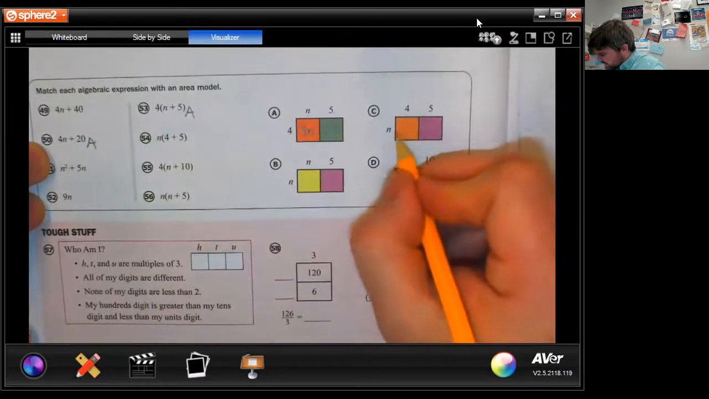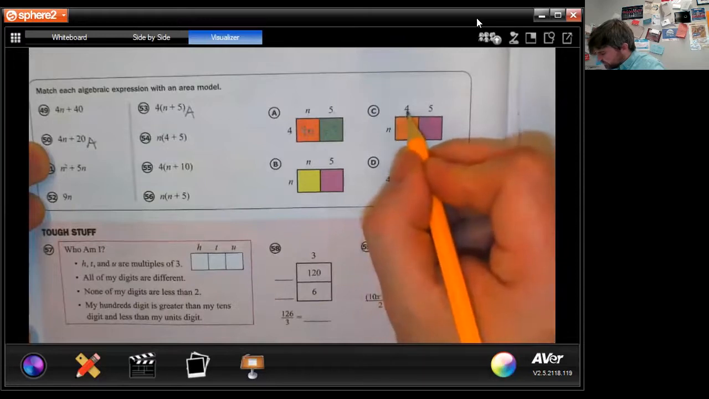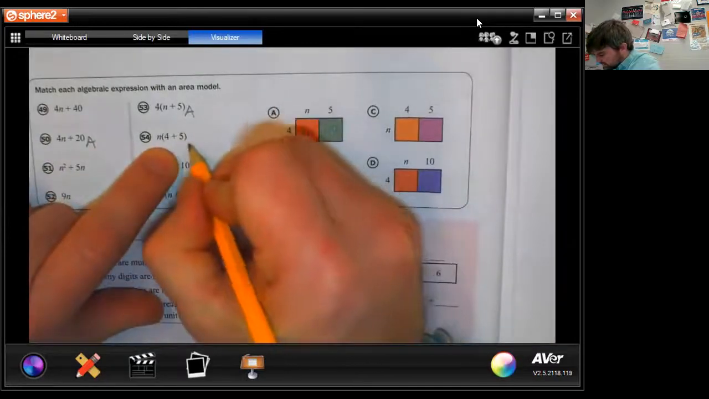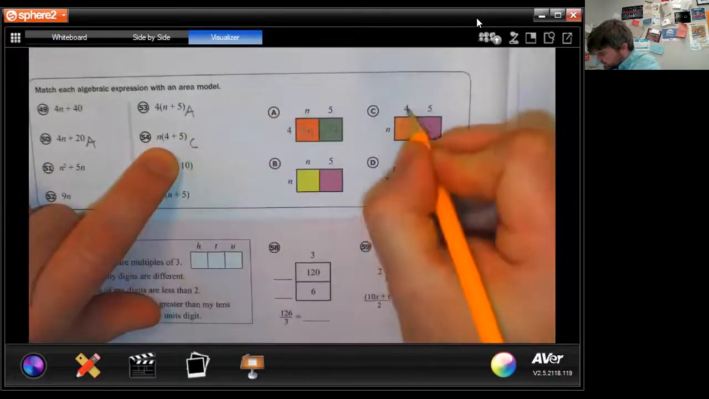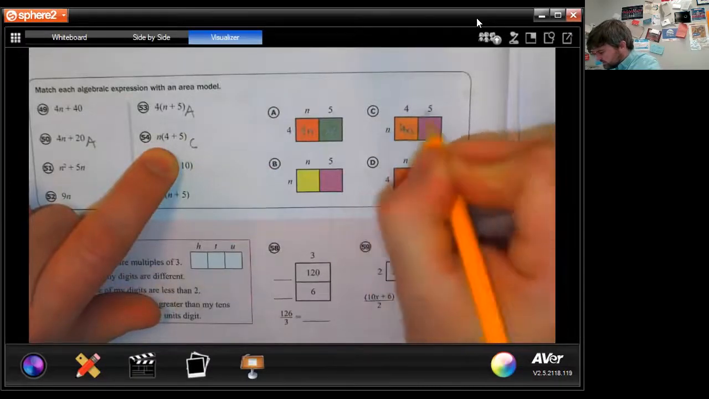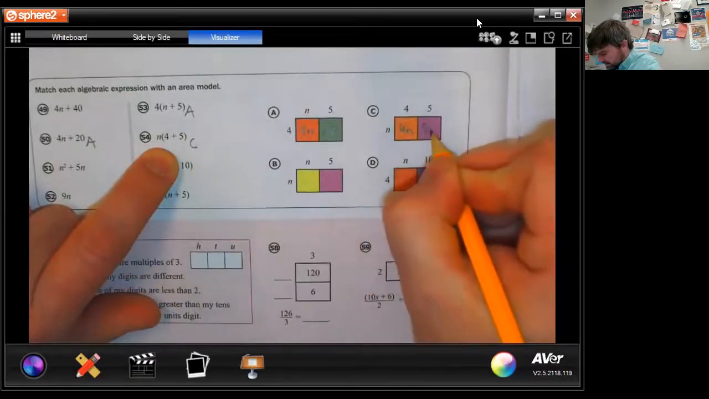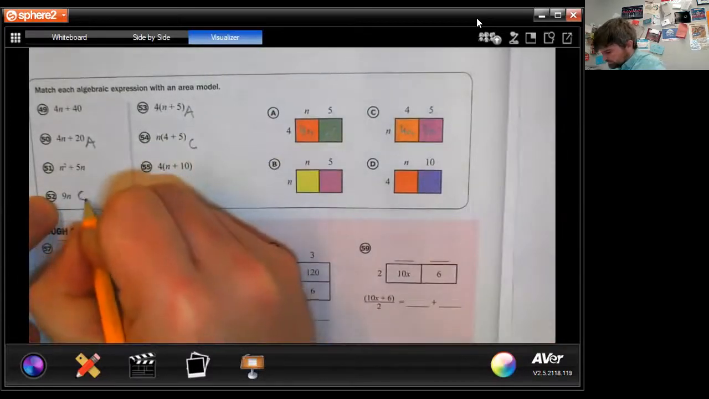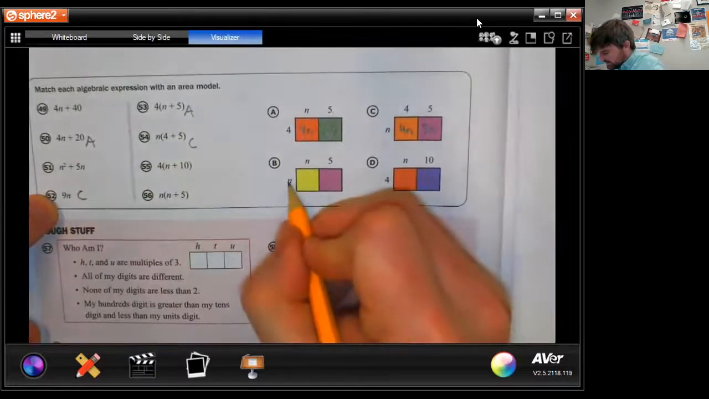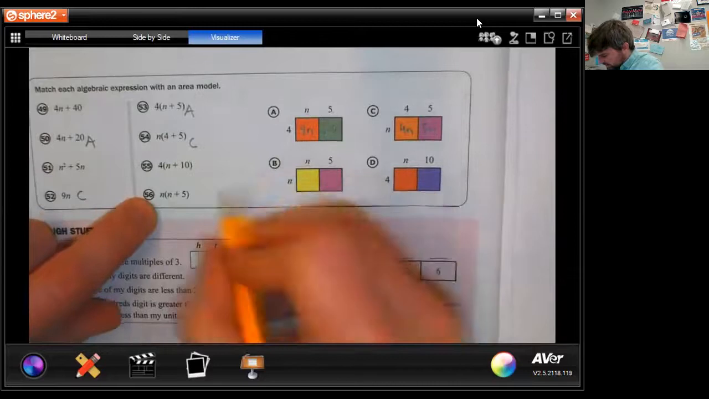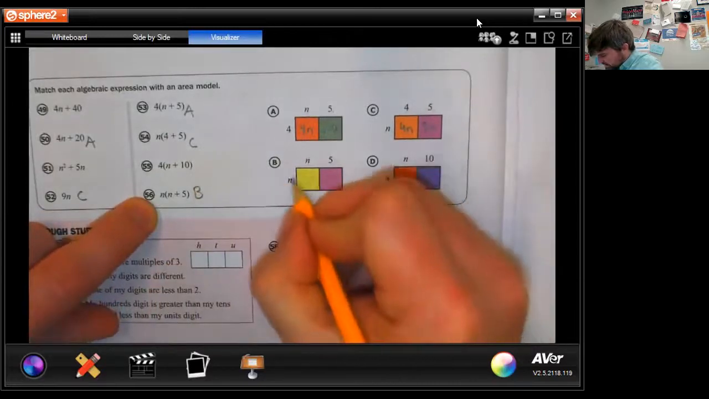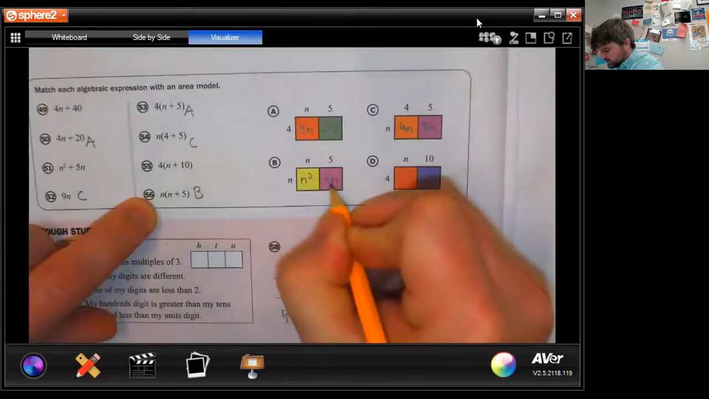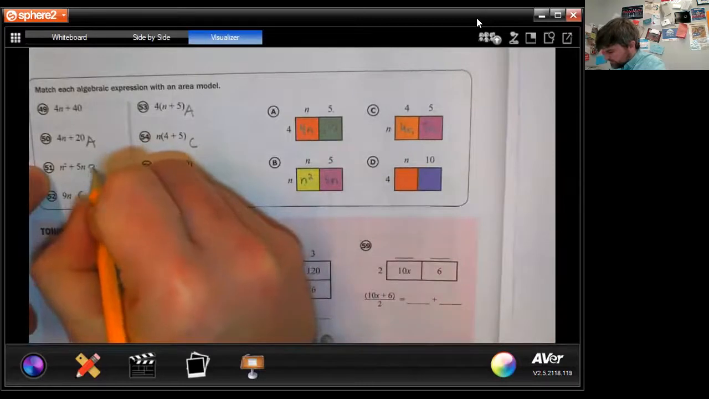Here's an n times 4 plus 5, so n times 9. Here's n 4 plus 5, so this is C. And 4 times n is 4n, and n times 5 would be 5n. 5n plus 4n, that's 9n right here is C. Here we have n times n plus 5, so B. N times n is n squared. N times 5 is 5n. So n squared plus 5n right here is B.